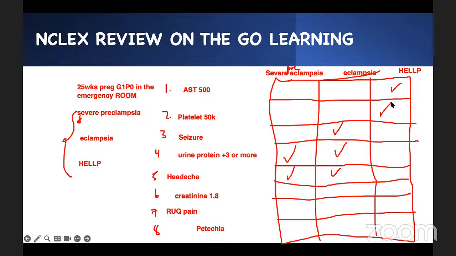So let's see how much you know about this. There's an easy way you can figure out this answer choice. So select all that apply. Somebody say AST, platelet, petechiae, right upper quadrant, and creatinine is HELLP. Seizure, yeah.